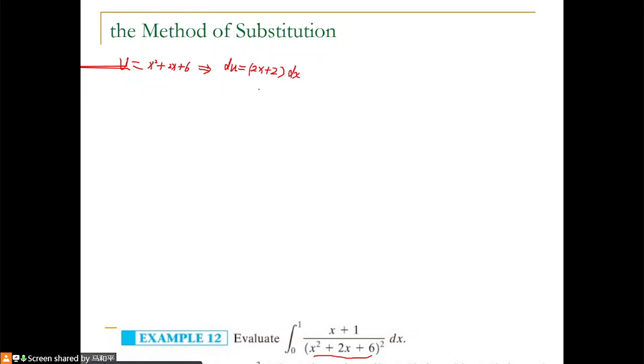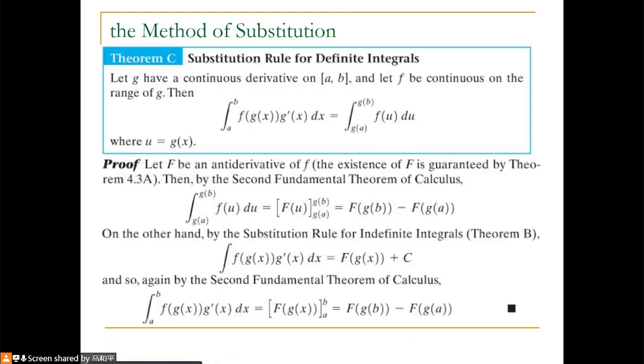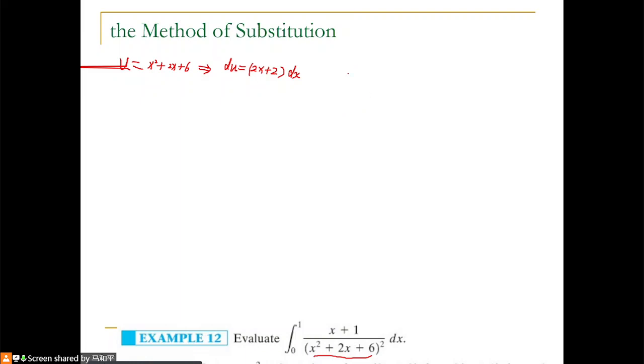And we will change the lower limit and the upper limit. At the same time, this is A, this is B. By the substitution, this is g(A), this is g(B). So here, the lower limit is x = 0.